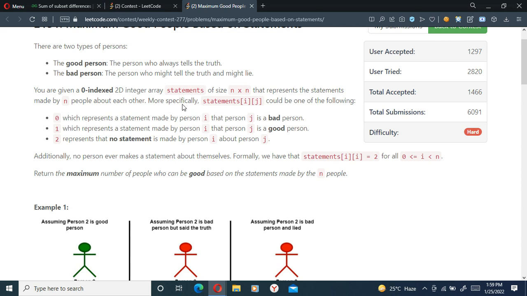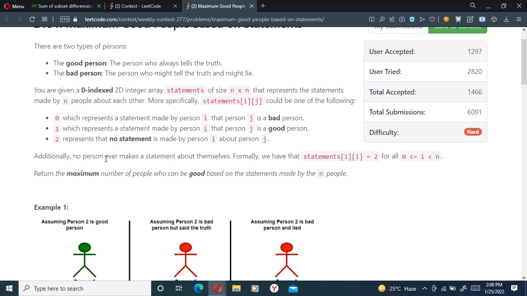I've been given a 2D integer statements of size n cross n made by n people. Ij could be 0, which represents a statement made by person I that person J is a bad person. 1 represents a statement made by person I that person J is a good person. 2 represents that no statement is made by person I about person J.